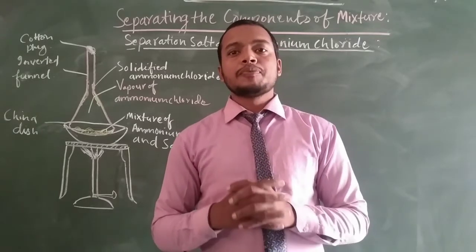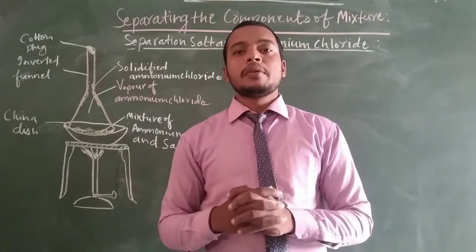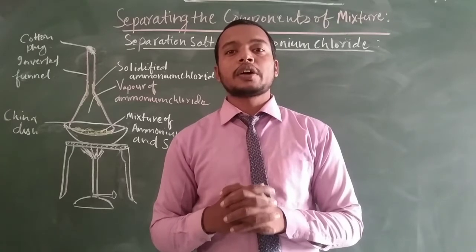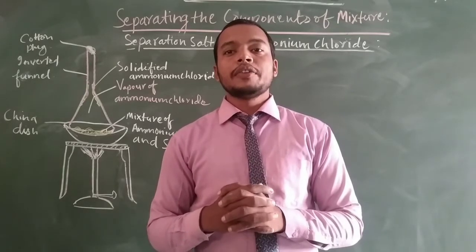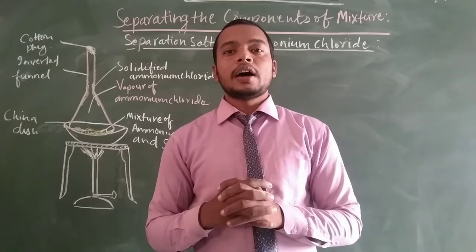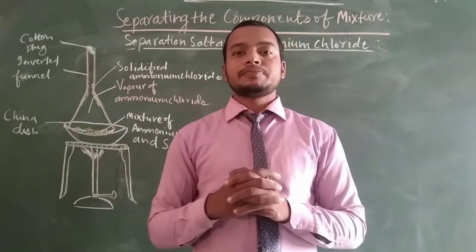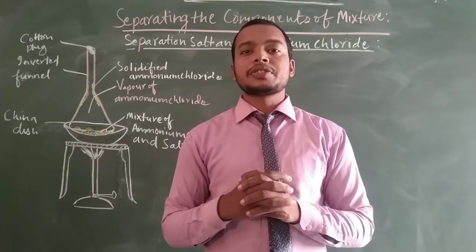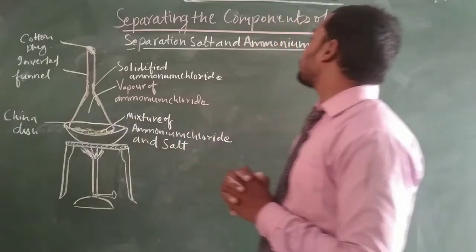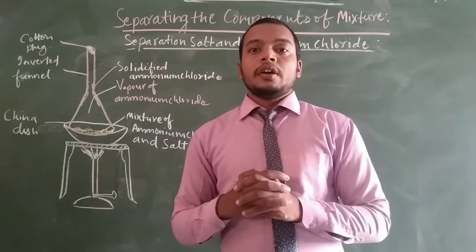It is a very simple process. You know that ammonium chloride is sublime in nature. Sublime means that after heating, the solid gets directly converted into gas without passing through the liquid state. In this very simple way we can separate it, and the process through which we obtain the ammonium chloride from the mixture is called sublimation, the separation of salt and ammonium chloride with the help of sublimation.